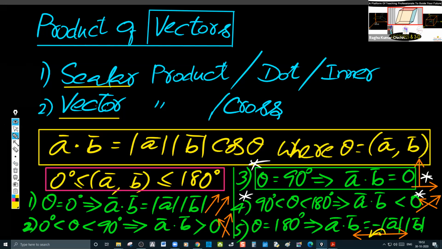Now we will look at the geometrical interpretation, or geometrical application, of the scalar product. Geometrical application of scalar product. Let us see that.